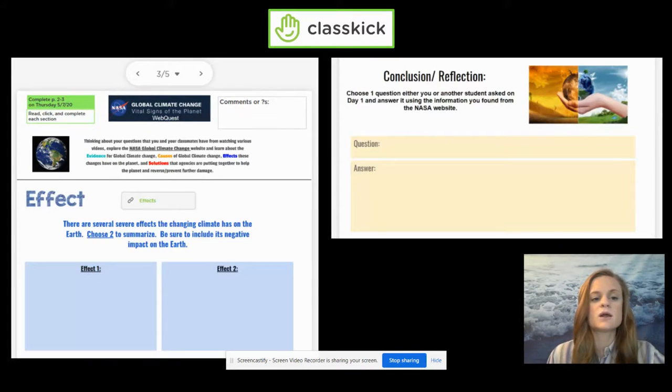When you move on to page 3, because I know you guys are going to do a great job and get both of these pages done today, you're going to move on to the effects link, which is going to talk about two different things that are some severe effects of those greenhouse gases. The last thing is the conclusion reflection.